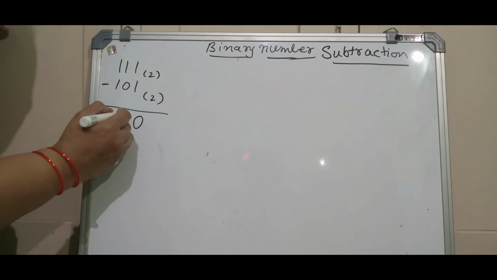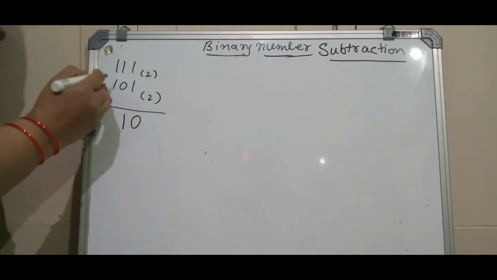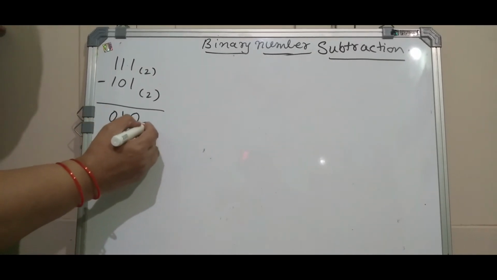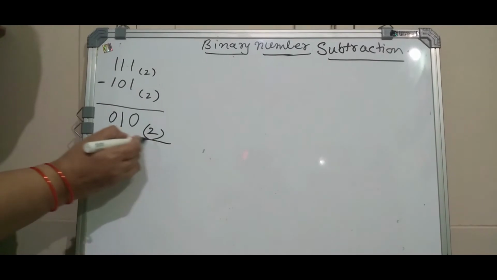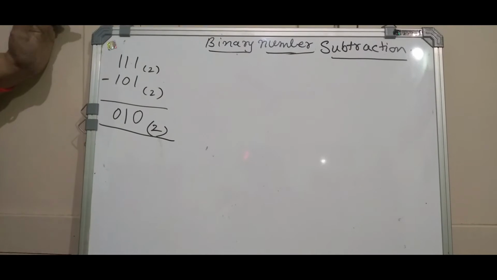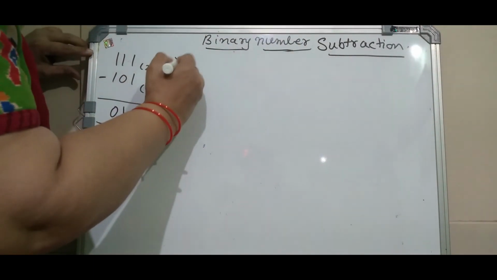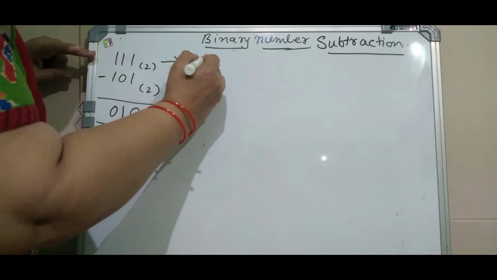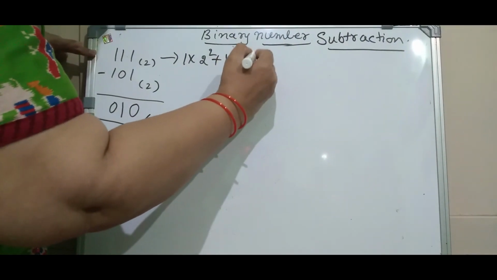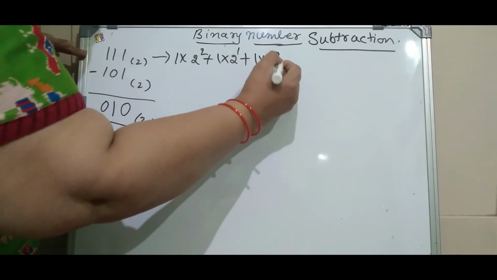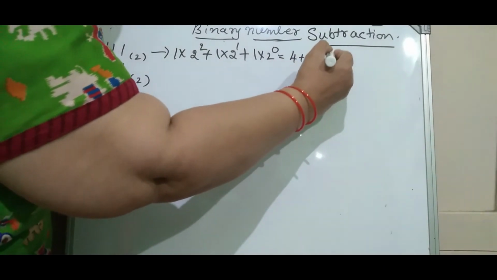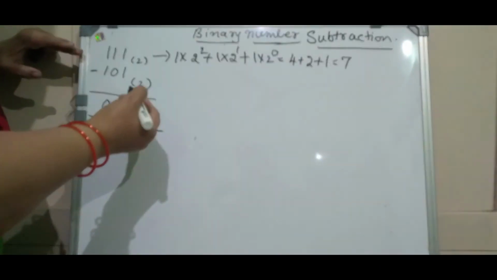1 minus 0 will be 1. Again 1 minus 1 will be 0 here. So this will be 0, 1, 0. The answer will be 0, 1, 0. Now let us convert this into the decimal system. See, this is again 1 into 2 to the power of 2 plus 1 into 2 to the power of 1 plus 1 into 2 to the power of 0. This is nothing but 4 plus 2 plus 1, that is 7.